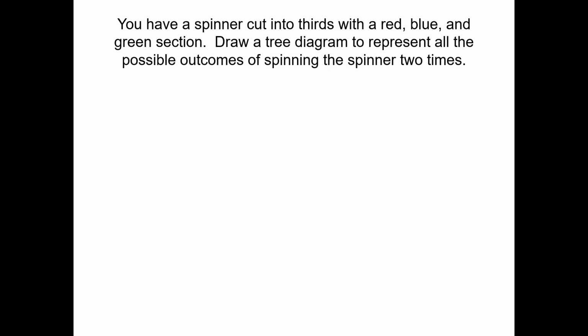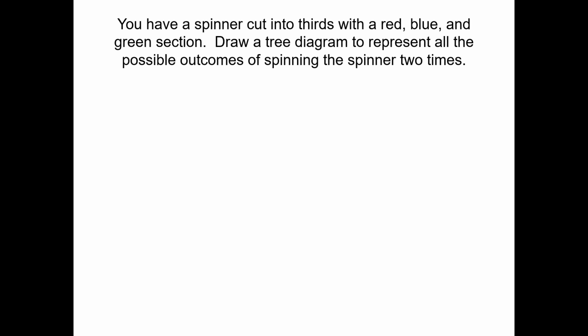You have a spinner cut into thirds with red, blue, and green sections. Draw a tree diagram to represent all of the possible outcomes of spinning the spinner 2 times. Now you're going to do this on your own using the example from the previous problem.